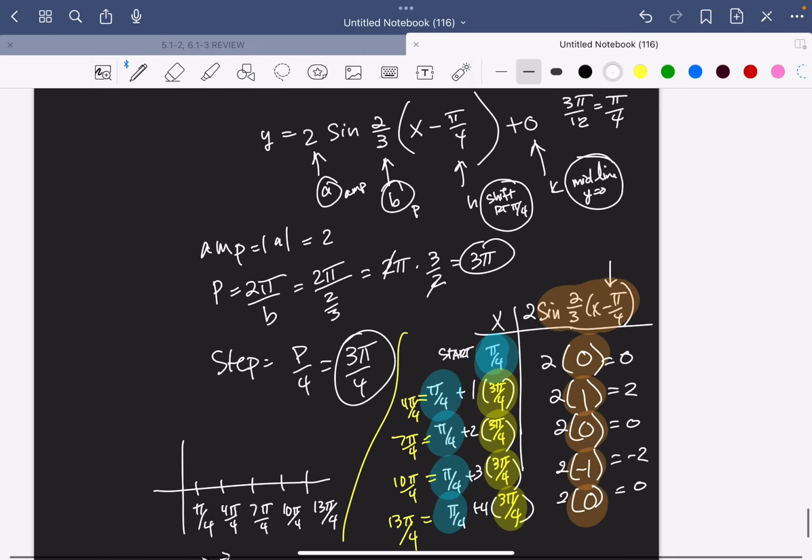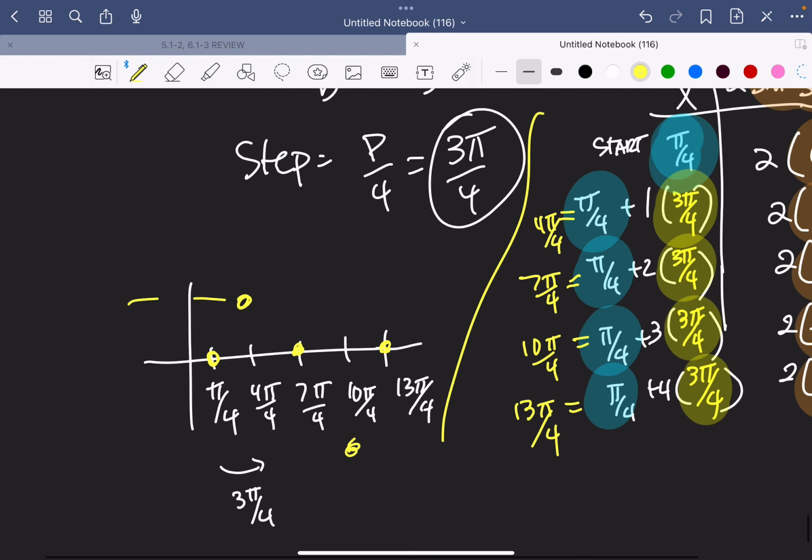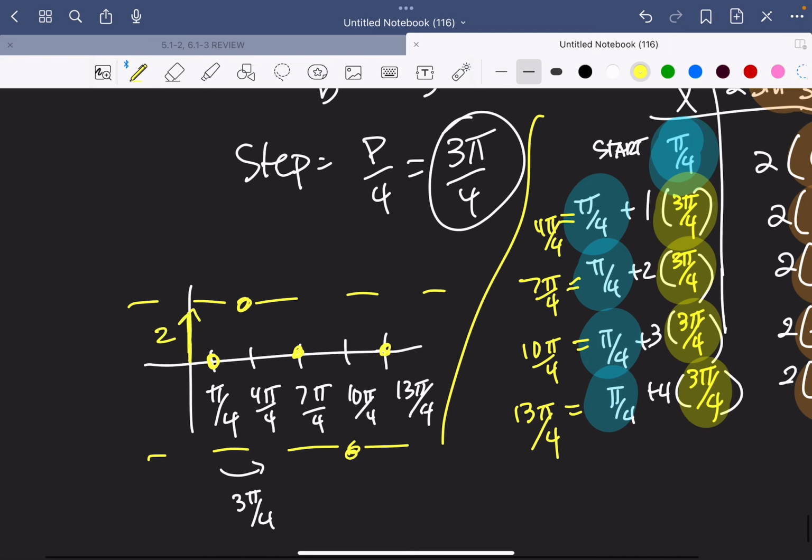Then we know that the midline is 0, so we start off at 0, and we have the points 0, 2, 0, negative 2, and 0. Because our midline is 0, but we go up an amplitude of 2 in both directions, so we see that we have 2 at top, negative 2 at bottom, and our graph looks something like this. Okay.